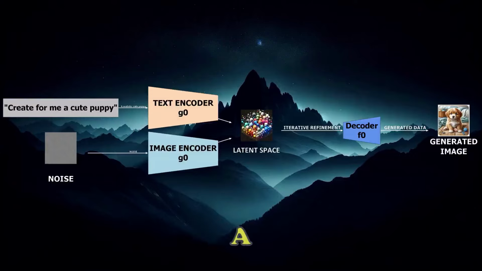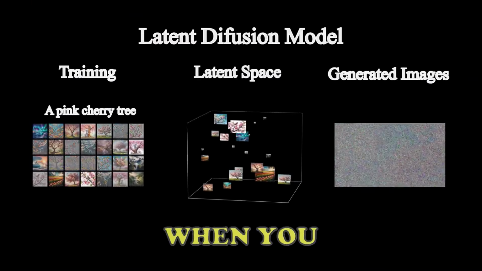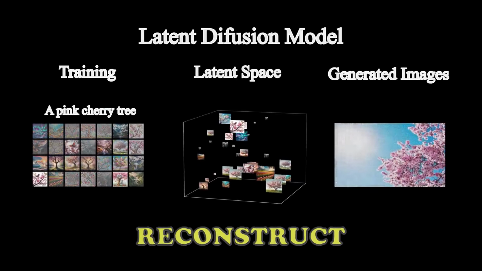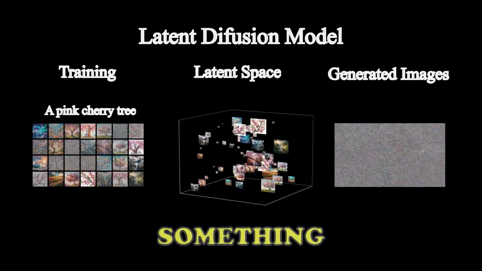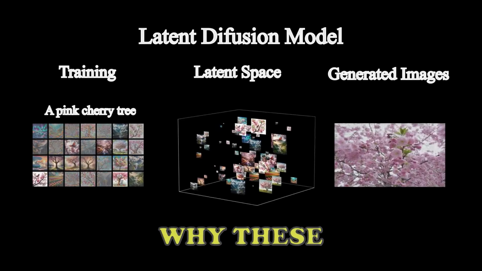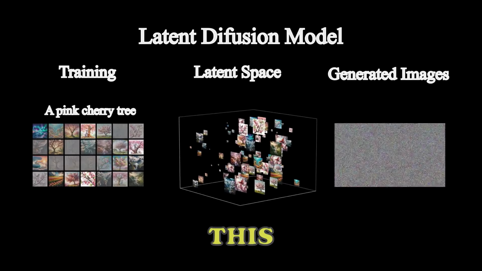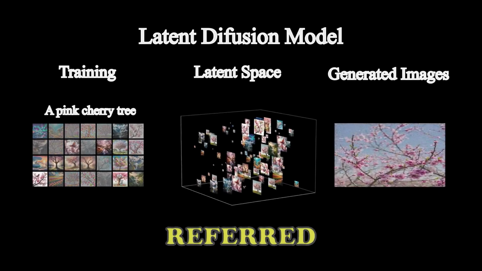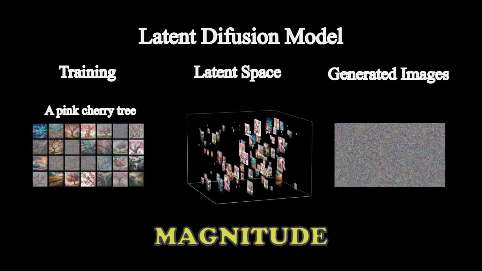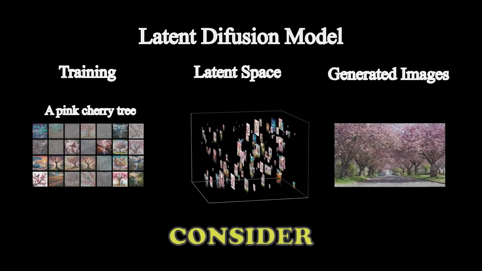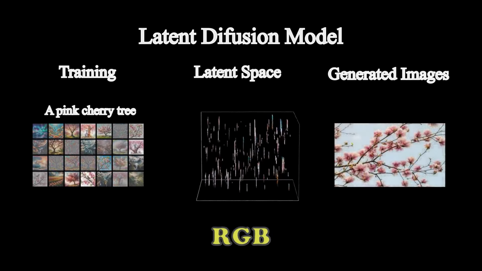The model learns by creating a compressed representation of all the images that it was trained on. This is not a normal compression, it's a lossy compression. It's lossy because when you ask the model to reconstruct the image based on a text prompt, it will always come up with something new. Hence why these models are also called generative models. By the way, this compression is often referred to as the latent space, which is an order of magnitude smaller, if you consider the memory footprint, than the actual RGB image.